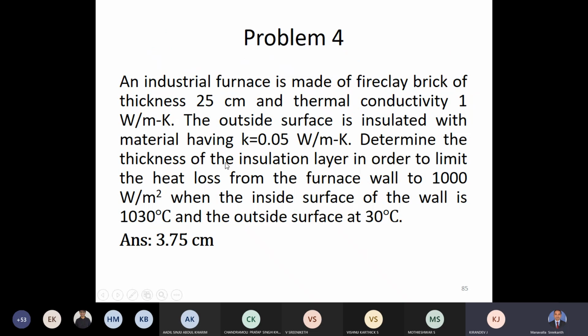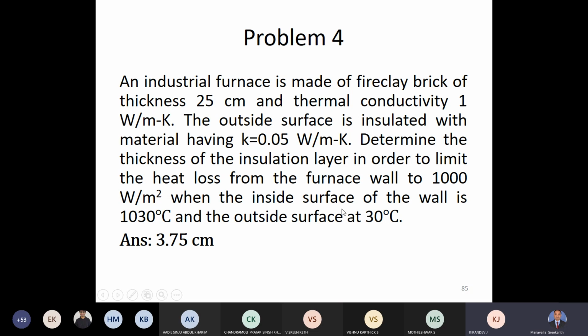We are asked to find the thickness of insulation. So that thickness of insulation turns out to be 3.75 centimeters. So why 3.75 centimeters? So that we maintain an outside temperature of 30 degrees Celsius, so that when any person touches the outside surface, it doesn't burn his hands.